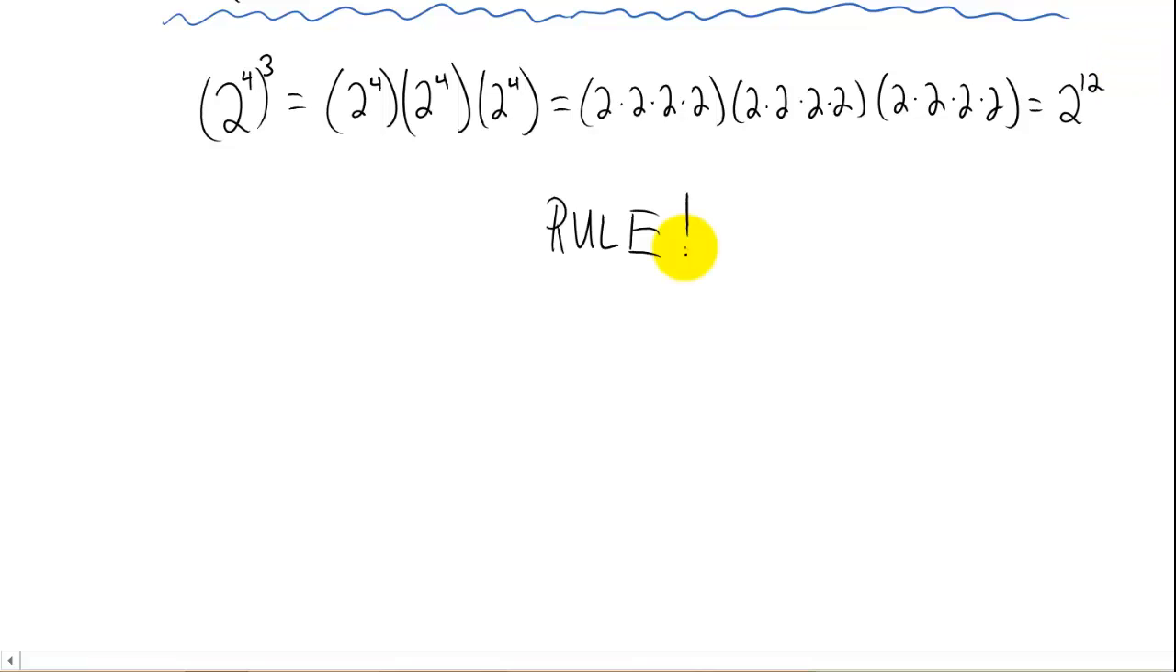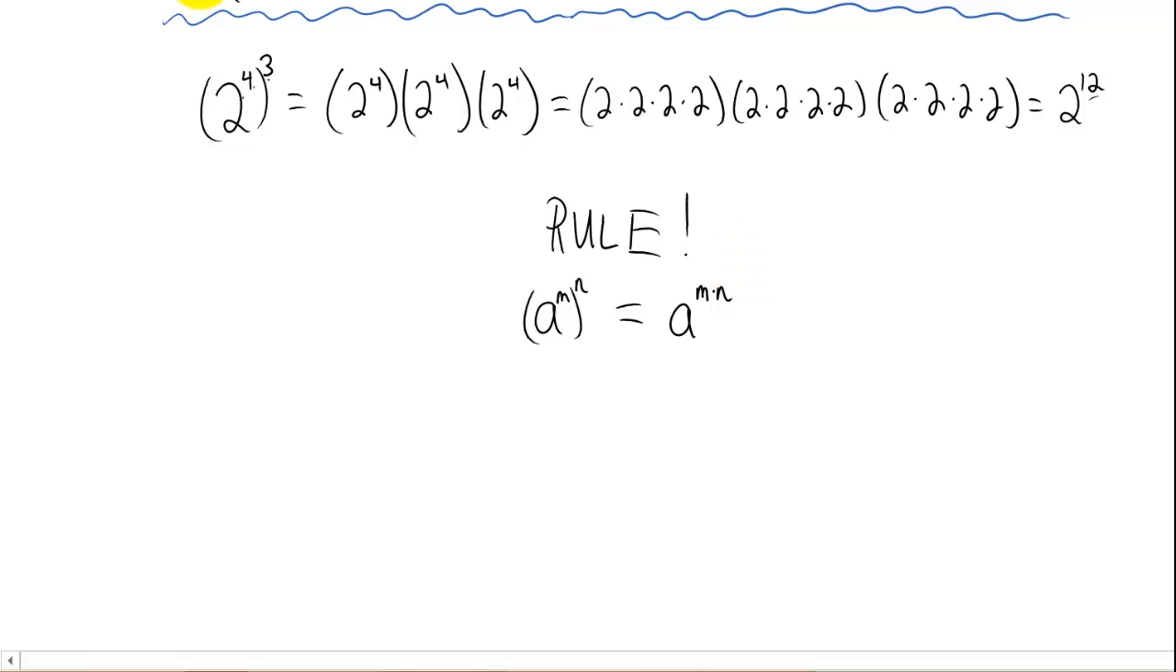Now you can do several examples of this, and what you're going to notice is the same thing every single time. If you're raising a power to a power, what you can do to get the final power is just multiply the 2 powers together. You'll notice in this example that 4 times 3 is 12. And that's always true. So the rule in this case is given any base raised to a power, and that whole thing raised to another power is just that same base with those 2 powers multiplied together.